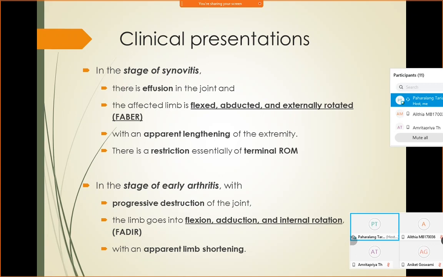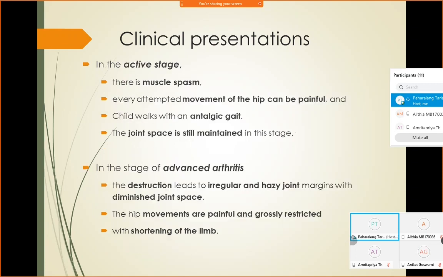So as the stage of synovitis progresses into the early stage of arthritis or the active stage, here you start seeing destruction of the joint. Following the destruction of the joint, the limb goes into this position. It is the case of flexion, adduction and internal rotation. So remember it is FADIR, flexion, adduction, internal rotation. And now instead of apparent lengthening, you have apparent shortening of the limb. The active stage now comes. Okay, there's muscle spasm. The movements can be very painful and the child or the patient walks in an antalgic gait. Okay, he doesn't put weight on the affected limb.